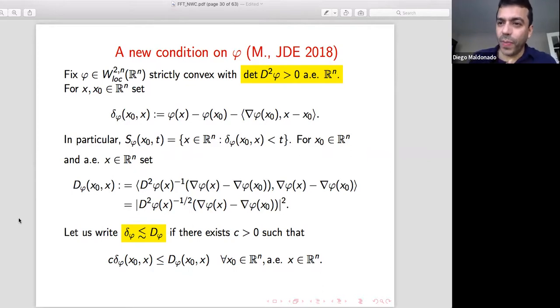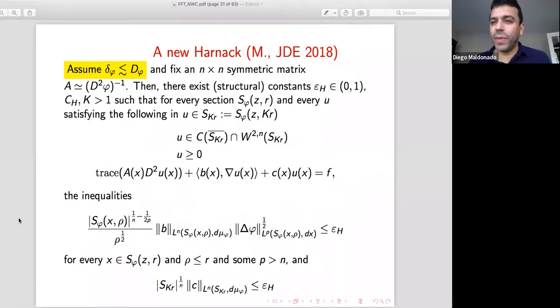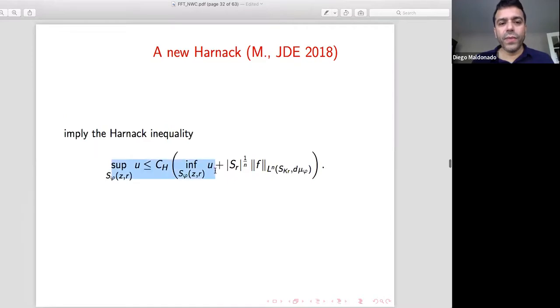And this property is going to allow us to get a Harnack inequality. Here it is. This is something I proved a few years ago. So essentially, this is the assumption. If delta is controlled by d, then you can have a PDE with lower order terms: a first order term, a 0th order term, and then a general source. It doesn't have to be 0, and such that you have this Harnack inequality.